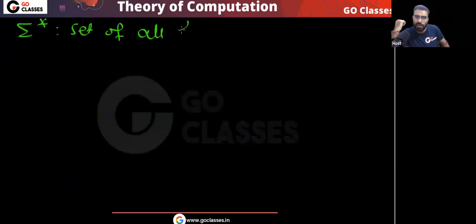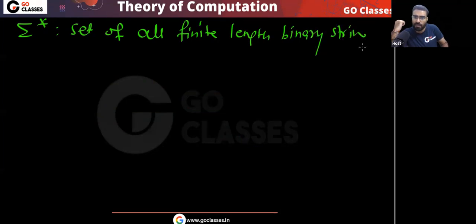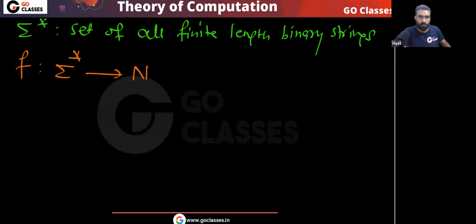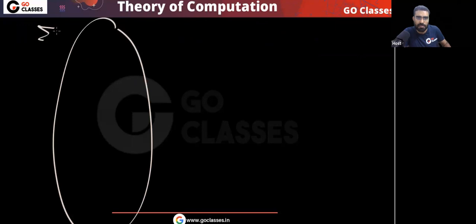Now I'm saying a bijection exists. Consider this f from sigma star to the set of natural numbers. Remember, this is your sigma star. In sigma star, you have all the finite length binary strings.